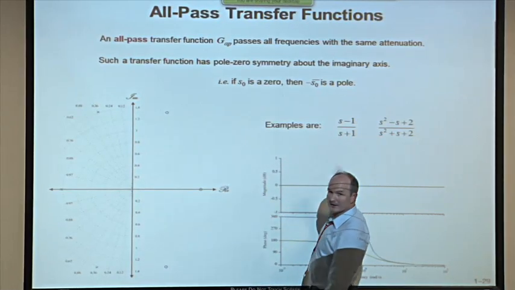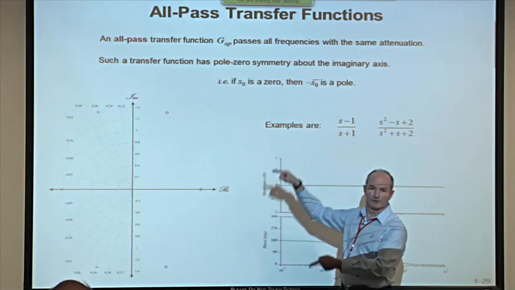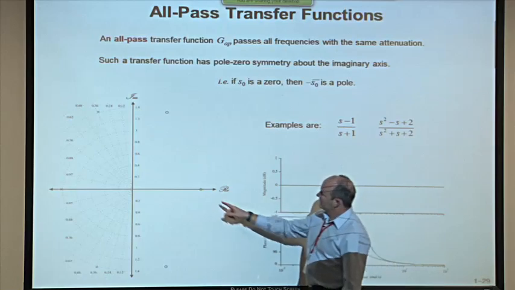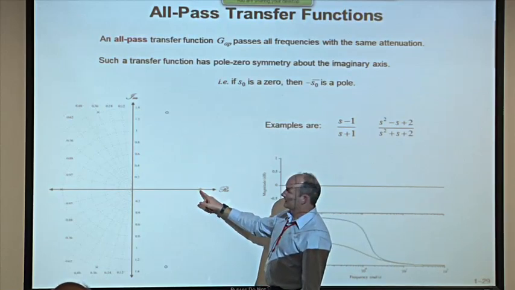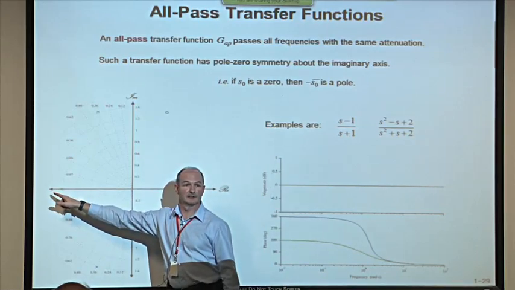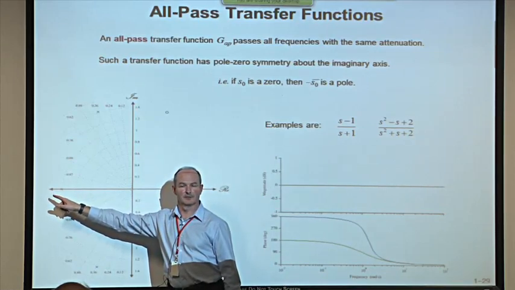It would look like that one. A pair of complex poles and a pair of complex zeros, but they'd be symmetrical in the imaginary axis. If we had a real first-order system that was all-pass, there'd be a zero on the right half real axis and a pole in the corresponding place in the left half plane on the real axis.